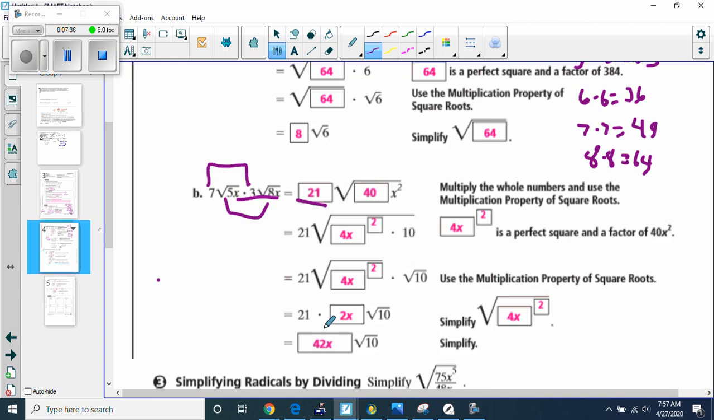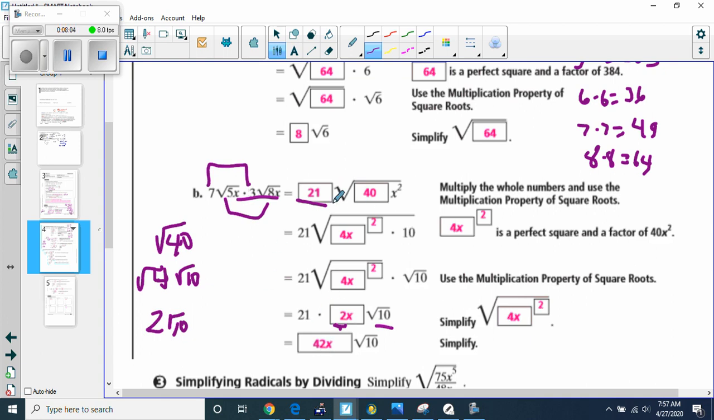And here's the work that they do here. I would do it a little bit differently. I would take the square root of 40 and break it up into 4 times 10. Square root of 4 times the square root of 10. And that would break up into 2 radical 10. So that's where they got this 2 here and this radical 10. And then they multiplied 2 times 21 to get 42.